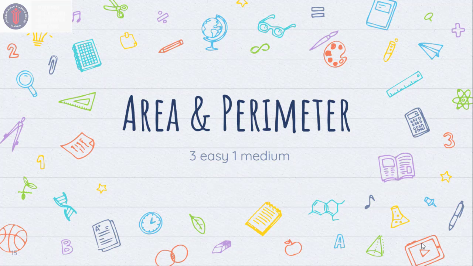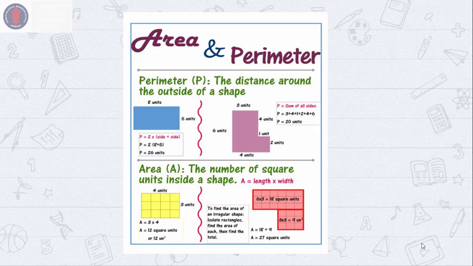We will talk about area and perimeter. In each question, there will be 3 easy questions about area and perimeter and 1 medium question about area and perimeter. Let's see this one first, area and perimeter. As we have discussed before, the distance around the outside of a shape is called perimeter. To find the perimeter, you just have to add all of the numbers around and you will get the perimeter.